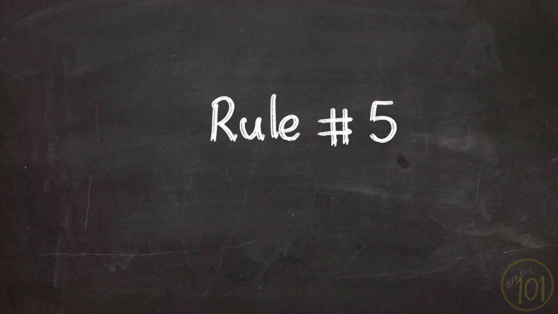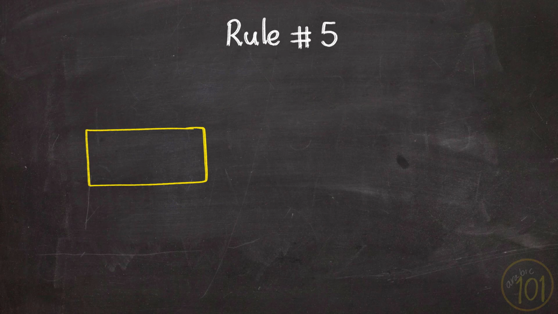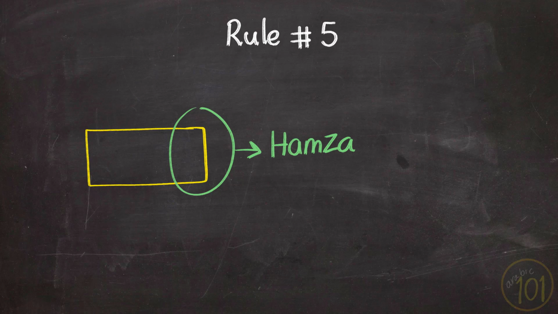Rule number 5. When a word starts with a Hamza, the placement of the Hamza will always indicate which short vowel it has. So if the Hamza is put under, this would mean that this Hamza has a kasra. And if the Hamza is on top, it will indicate that this Hamza has fatha on top.